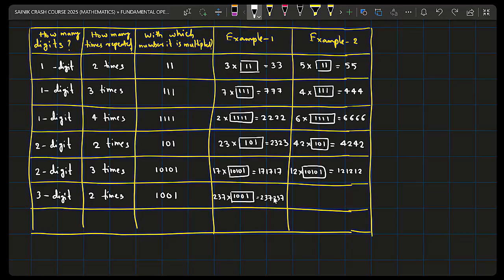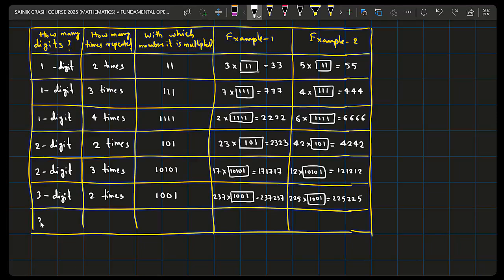Yes, sir. Can you give me any 3-digit number now? Sir, 225. If you multiply 225 by 1001, without doing any multiplication we can say 225 will be repeated two times, 225, 225. Okay, Aryan, you can mute yourself.